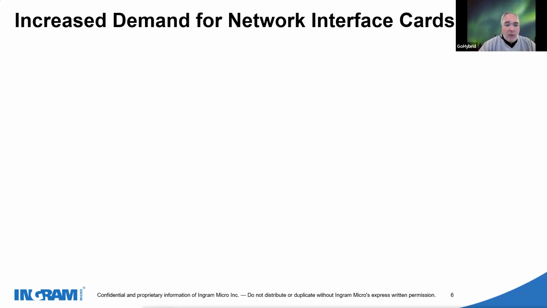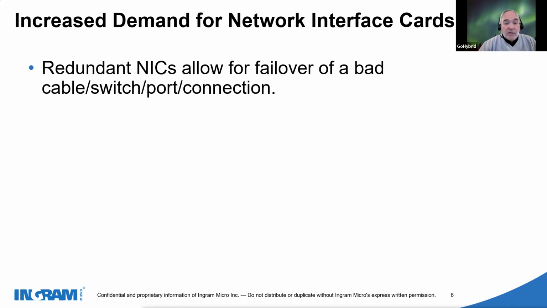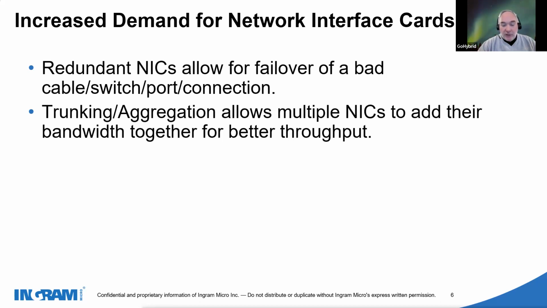Now, there are some reasons that we would have multiple network interface cards inside a server or a data center device. Some of those reasons include redundant NICs, which allow for faster failover of a bad cable, bad switch, bad port, or a bad connection. There's something called trunking or aggregation, which allows multiple NICs to add their bandwidth together for better throughput. Not so much something you would do on a desktop or a notebook, but on the server side, where you're going to have multiple devices all competing for the attention of the server, adding more throughput to the server is a good thing and will help your performance.